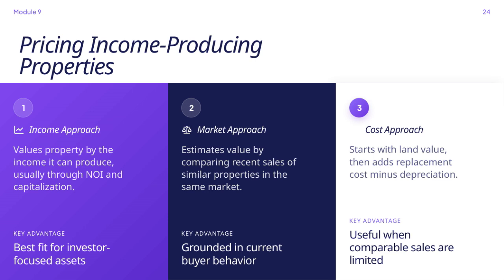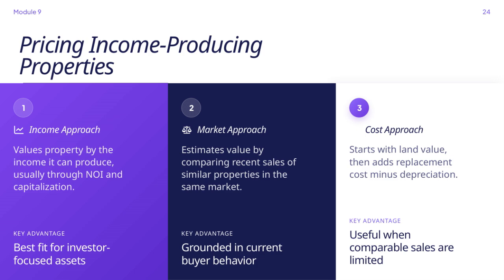Lastly, there's the cost approach. This starts by valuing the land, then adds the cost to replace the property, subtracting any depreciation. The key advantage of this approach is its usefulness when comparable sales are limited or hard to find. It provides a way to value a property based on the cost to recreate it, which can be important in certain situations. Each method has its strengths, and the choice depends on the specific property type and the available market data.